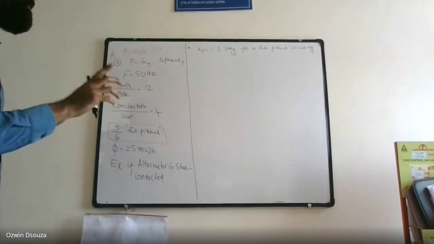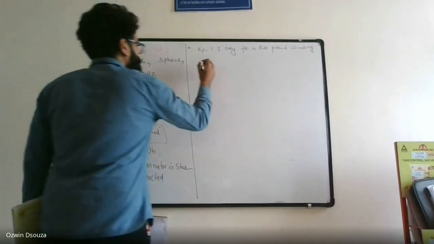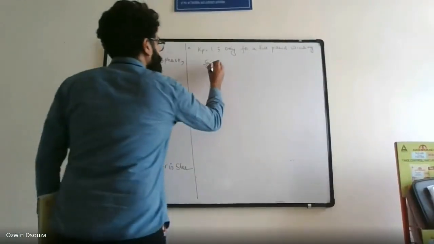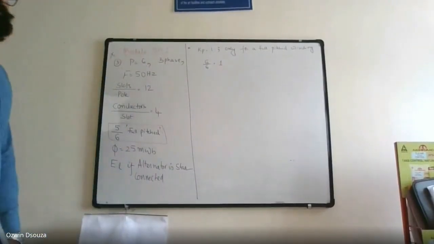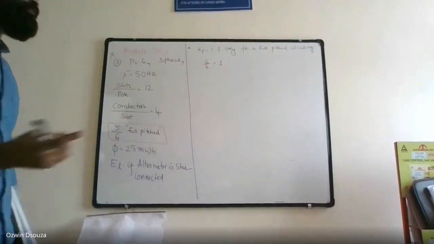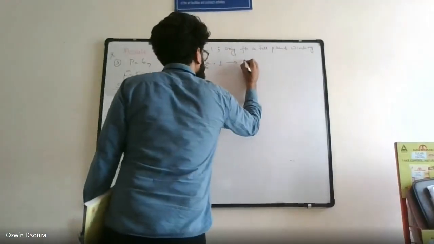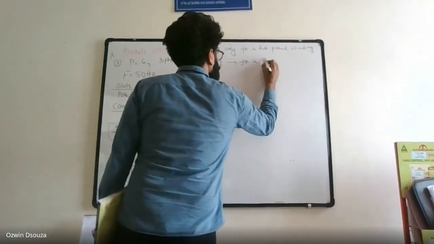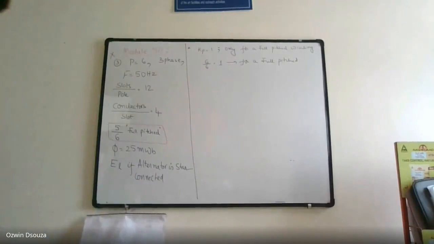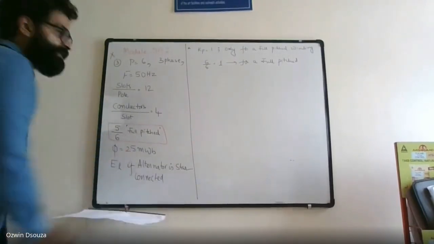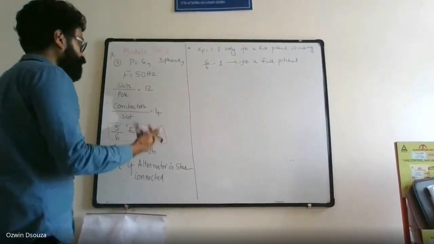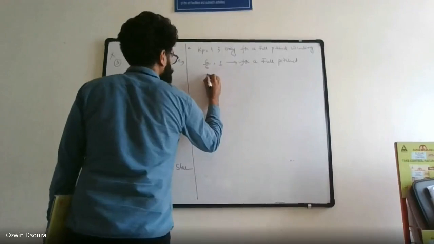For a full pitched winding, Kp is equal to 1. That means if your winding is something like 6/6, you would have got the ratio as 1. So a 6/6 ratio will get you the value as 1. This is basically for a full pitched coil. But what is given in the problem? In the problem, they have given the winding is just 5/6 full pitch.